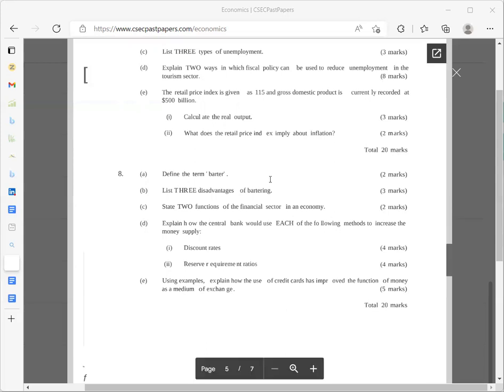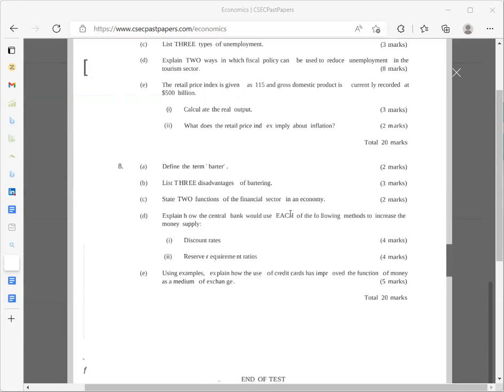Right? So define barter: it is the exchange of goods without the use of money. 3 disadvantages of barter. I'll just go through this quickly. 3 disadvantages. We have the division problems, double coincidence of wants. What's the 3rd disadvantage?